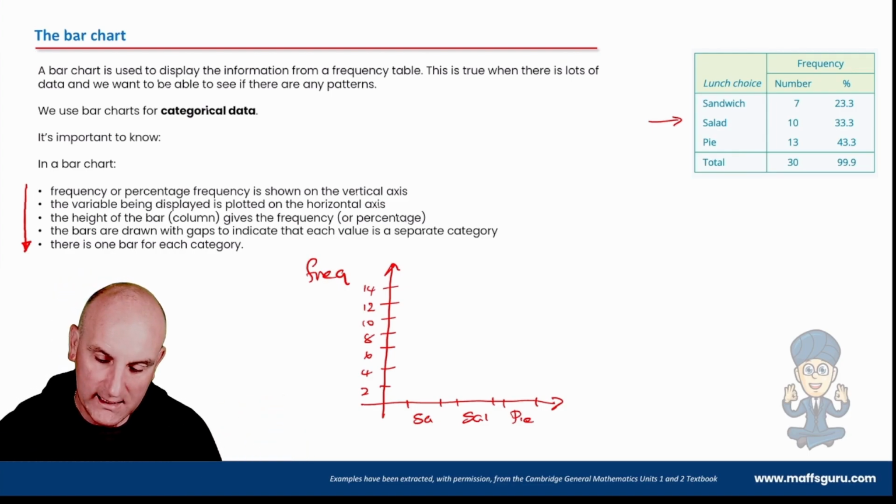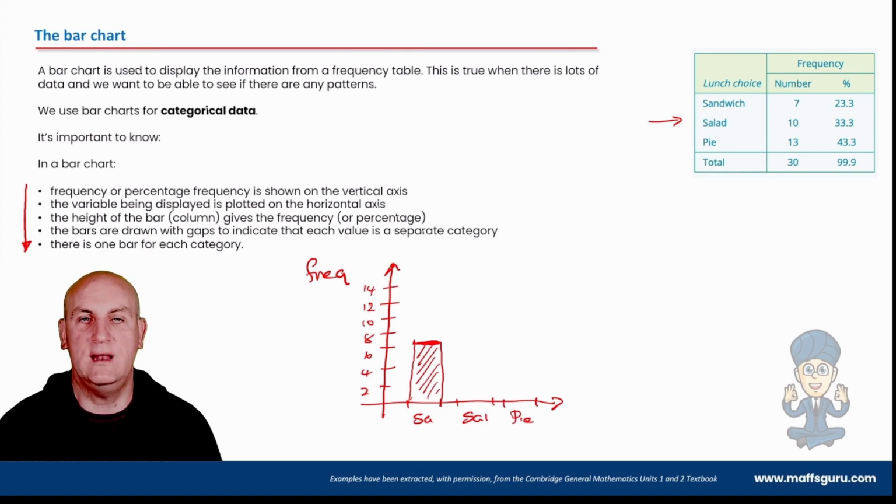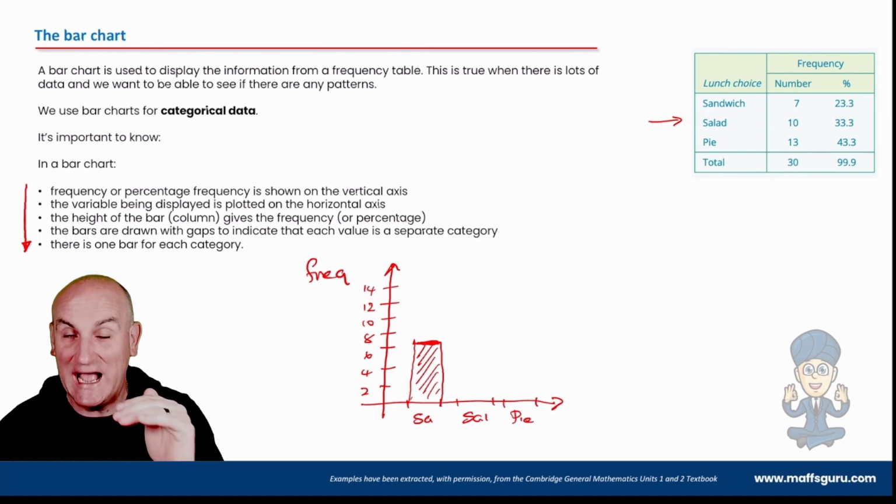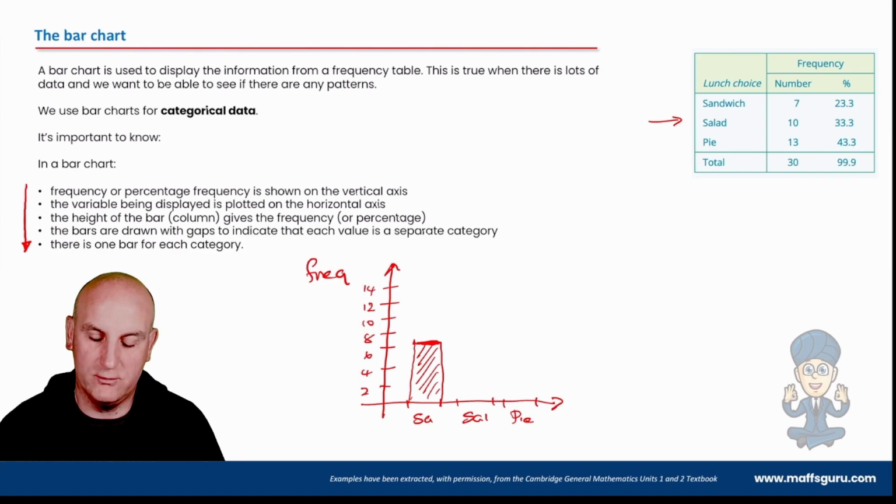So sandwich in that situation will go to 7. So I'd go up to 7, I'd go down, and again, you have to do this properly. You don't need to shade them in, I just do that because I can, but you would have to make sure that line sat exactly on 7. And again, I know that people previously have gone, oh, it's close to 7.